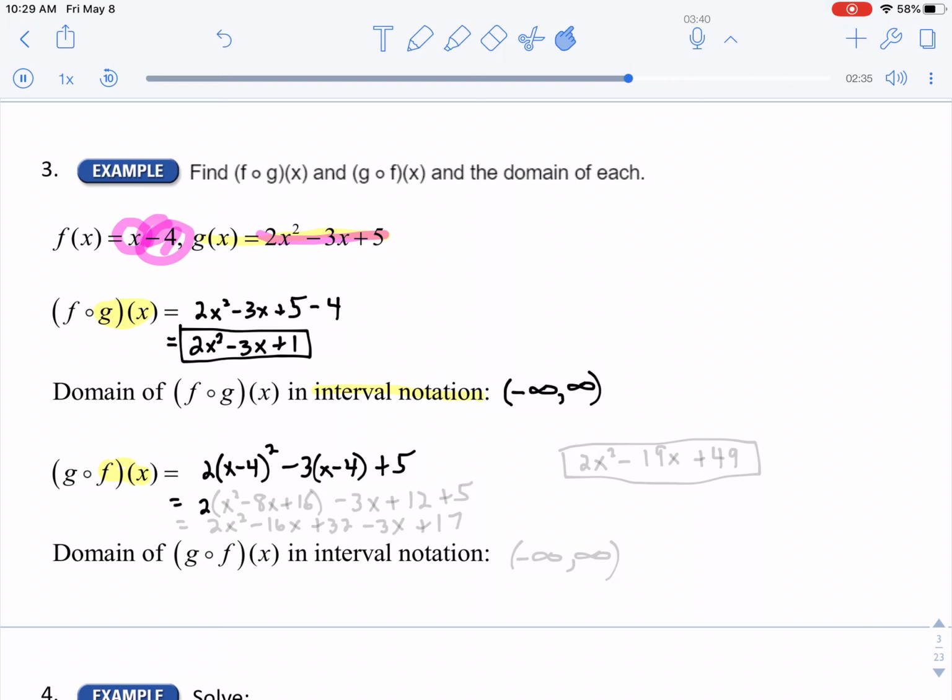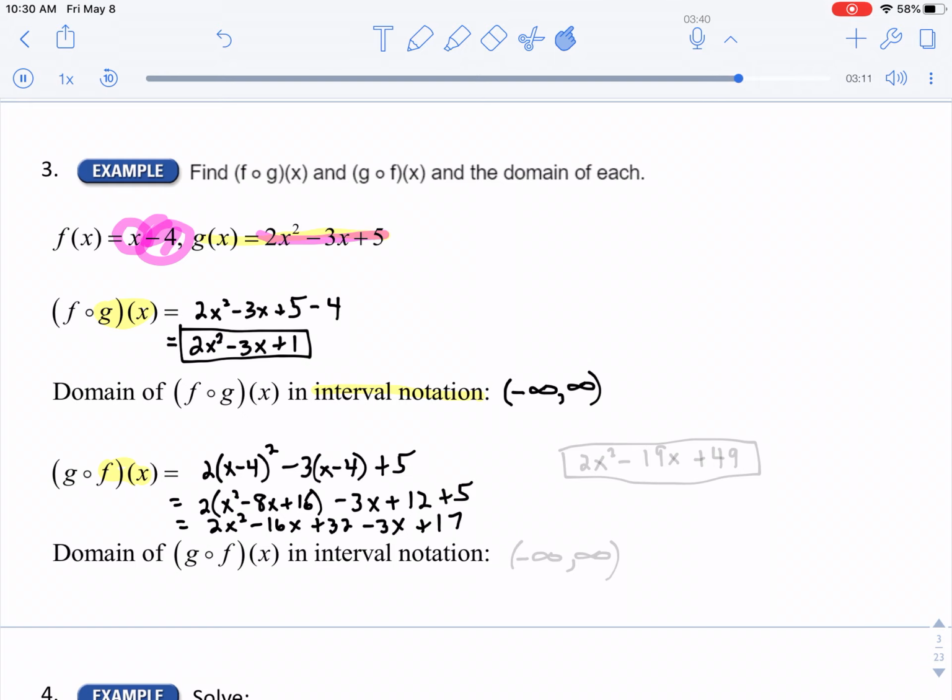Again, that x minus 4 squared I have to FOIL. So I get 2 times x squared minus 8x plus 16. And I have to distribute the negative 3. So I get a minus 3x plus 12. And then I still have my plus 5. Now I distribute that 2 and I get 2x squared minus 16x plus 32 minus 3x, and 12 plus 5 is plus 17.